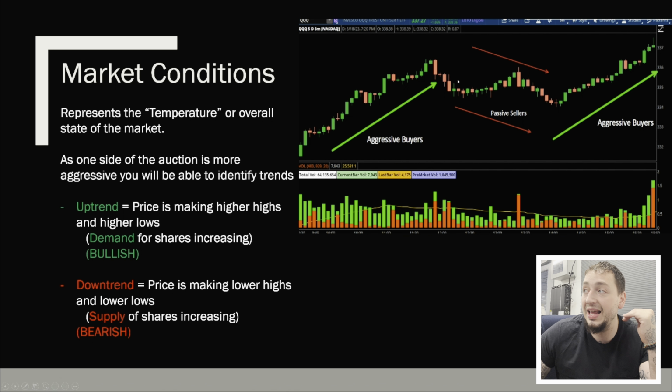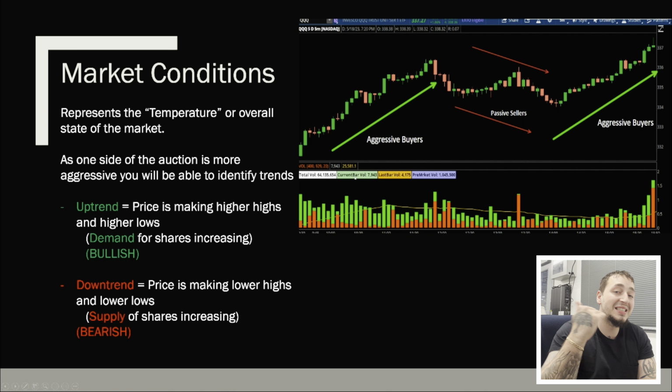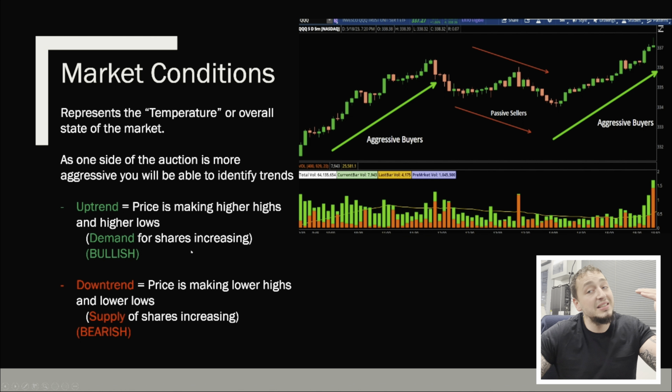And in bearish conditions, you're getting aggressive selling, where sellers are continuously selling, and they're making lower lows and lower highs, right? So in an uptrend, price is making higher highs and higher lows. Demand is increasing. This is bullish. In a downtrend, price is making lower highs and lower lows, and the supply of shares is increasing. It's very bearish, right? So there's bullish conditions, there's bearish conditions.